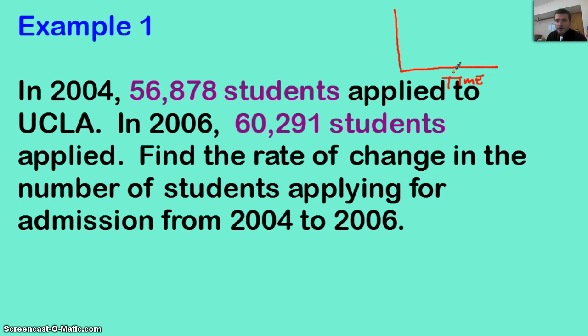So in this case, these years would go on the bottom. It'd be 04 right here, and then 06. And then the students can go on the y-axis, the number of students applied. On the y-axis, and here's y, here's x.